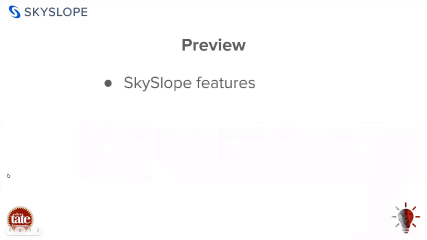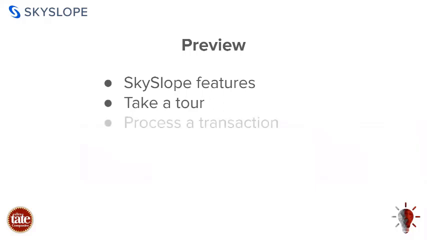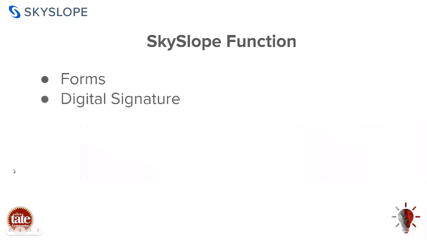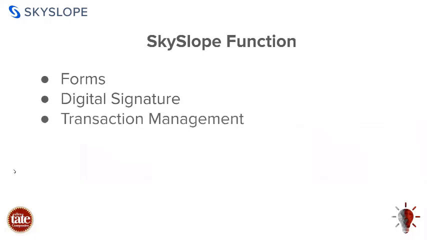In this preview, we're going to take a look at some SkySlope features, take a tour of SkySlope, see how to process a transaction, and find out additional learning opportunities. The main SkySlope functions are forms, using a digital signature. It is your transaction management system, as well as processing all documents to the transaction processors.